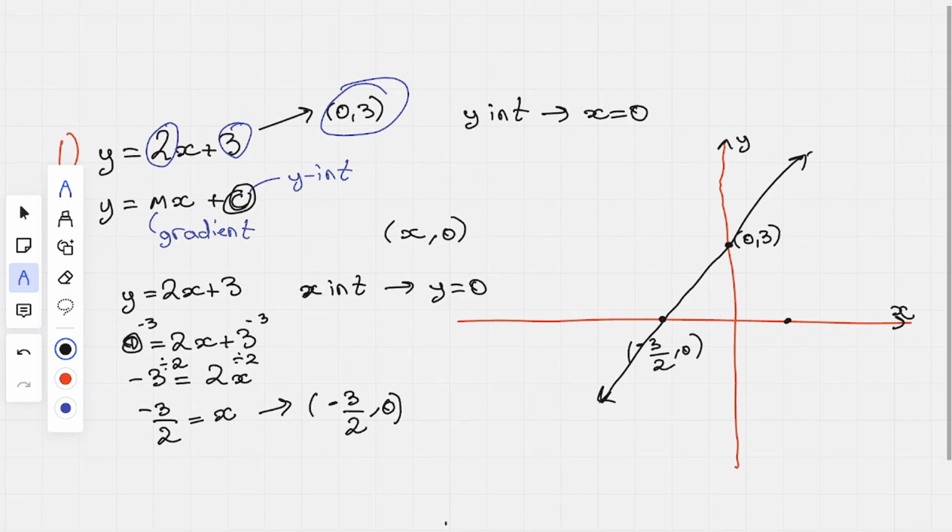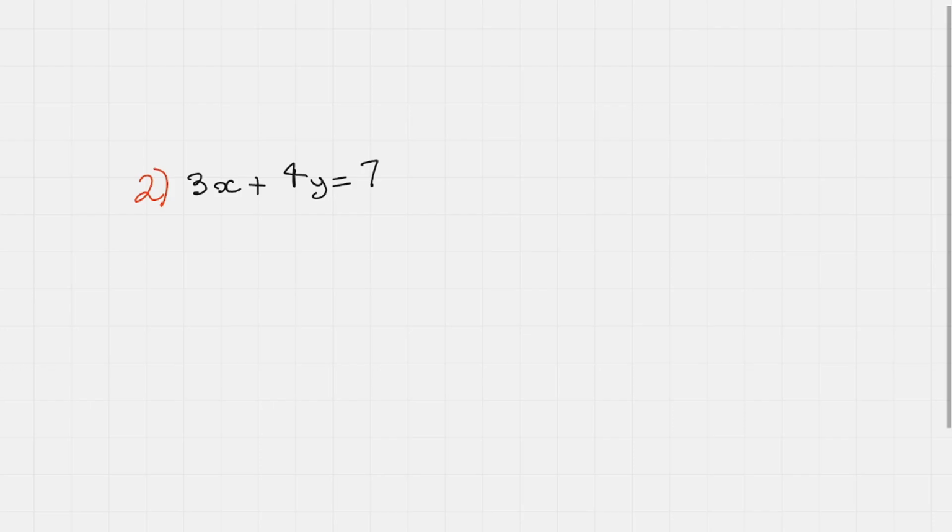Okay, now we're going to go over question 2, which is 3x plus 4y is equal to 7. Now this obviously isn't in the form we want it to be in. As you can see, the y is just scattered everywhere. We want to put it back into the form y equals mx plus c.